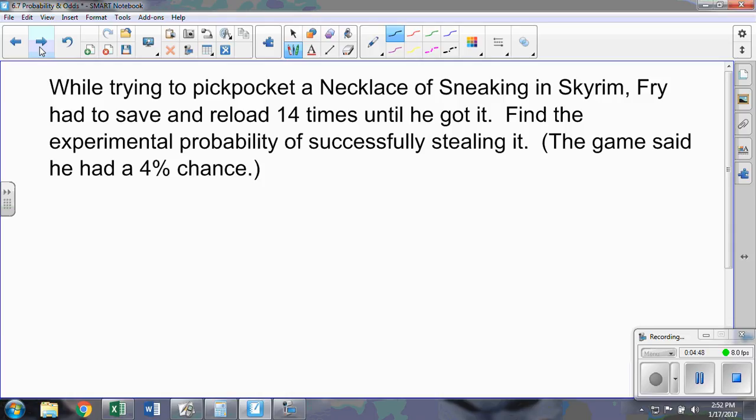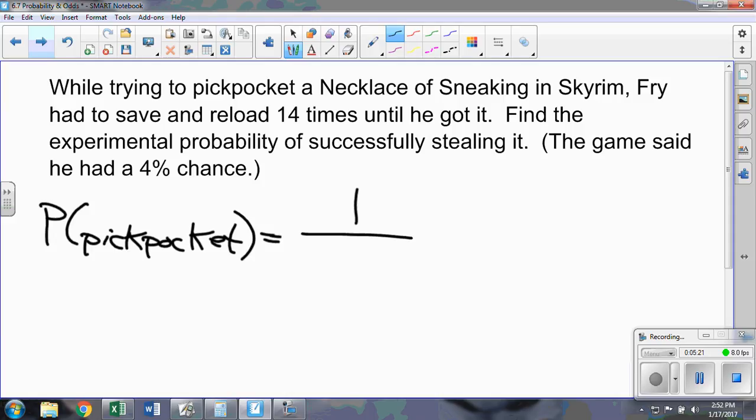I did it anyway. But it took me 14 tries before I was able to successfully steal this thing. And if you care, the game said it was at 4% probability of being able to successfully steal it. Well, does my experiment match the theory? No. Okay, well, experimental probability, number of successes. So the probability that I was able to pickpocket successfully, how many successes did I get?